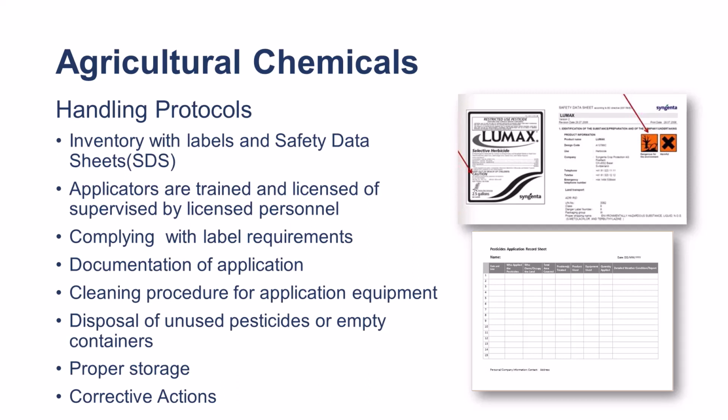It is also important to make sure that all applicators are trained and licensed and application equipment is properly cleaned. Be sure to document the application along with the mixtures per label requirements. It is also important to properly store chemicals in a separate location from production materials and properly dispose of unused or empty containers. And as always, have corrective actions in place to deal with spills or potential chemical contamination.